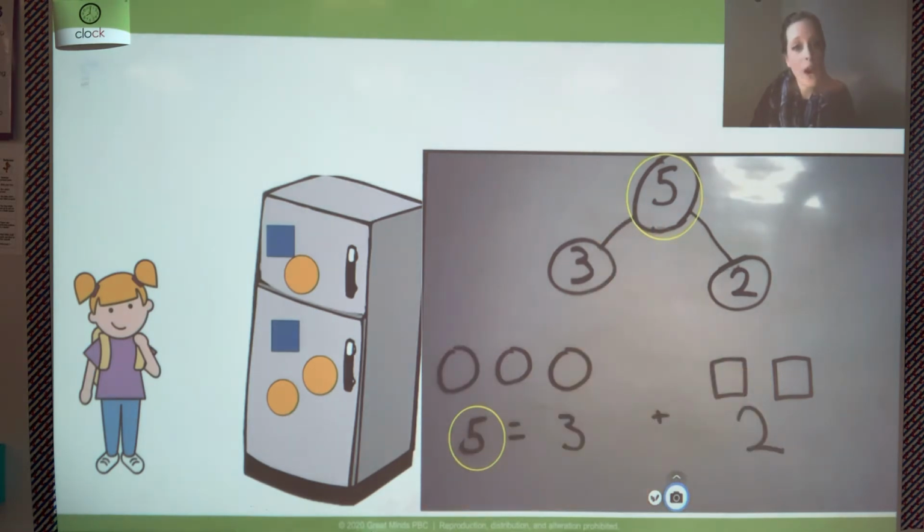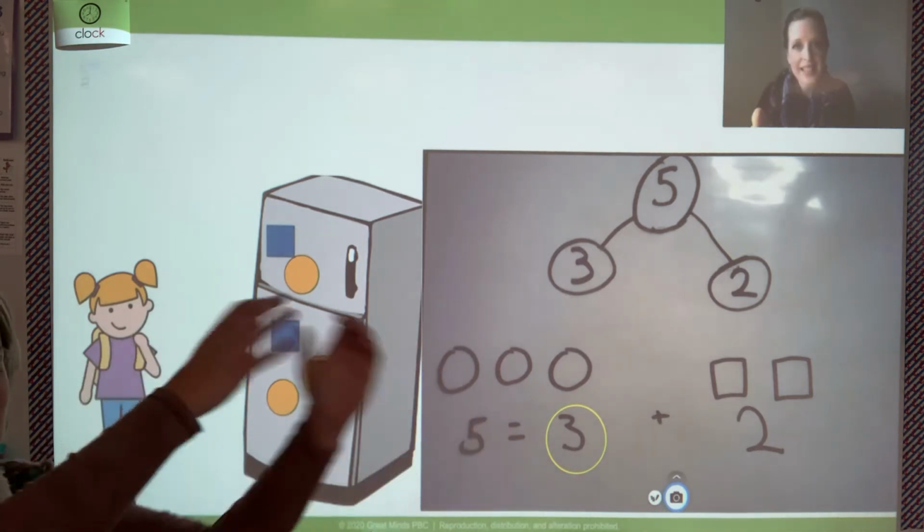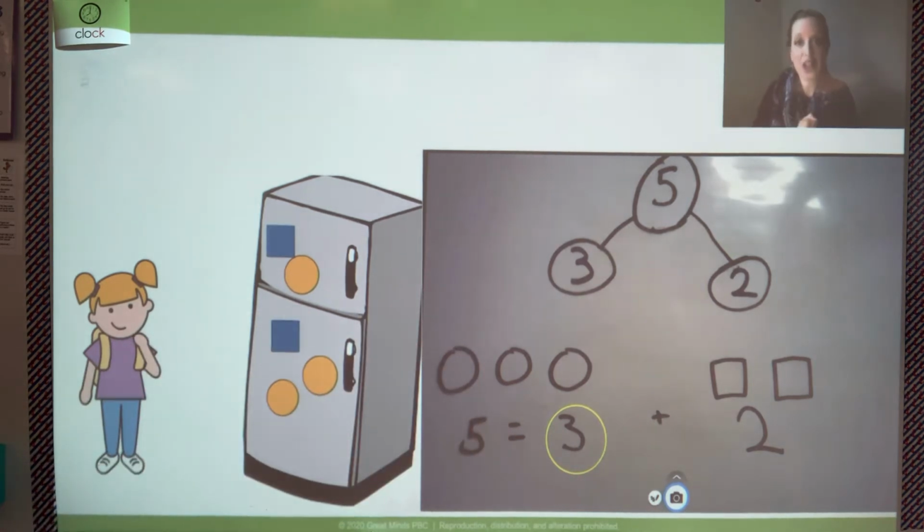I showed the parts of our picture like this. 3 and 2. Where does the 3 come from? Show it. Say it. Part or whole? Yes, the 3 comes from the circles. Where does the 2 come from? Think. Say it. Yes. The part. It's the other part. The 2 comes from the squares. Awesome.